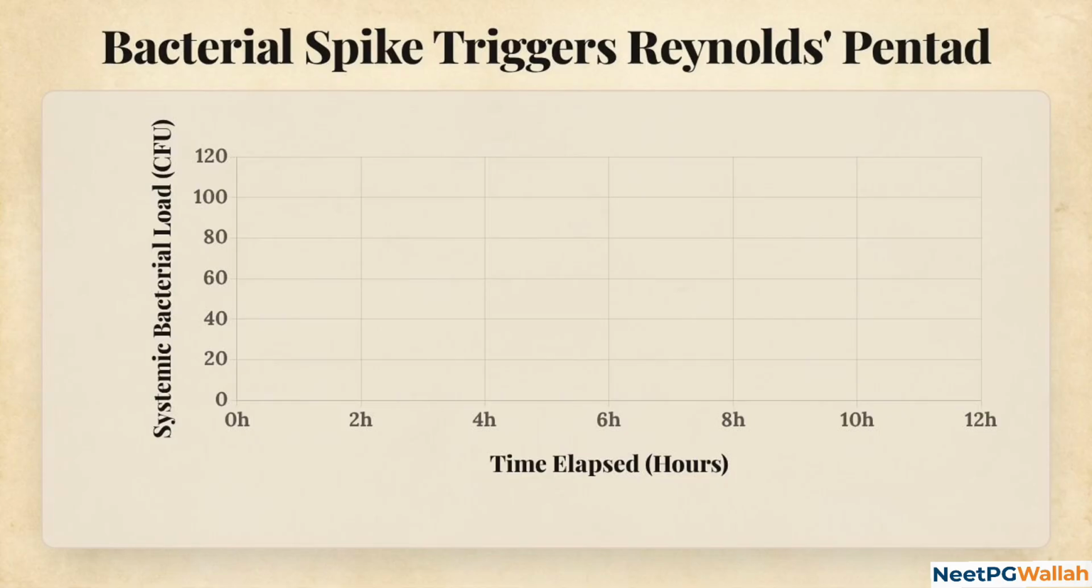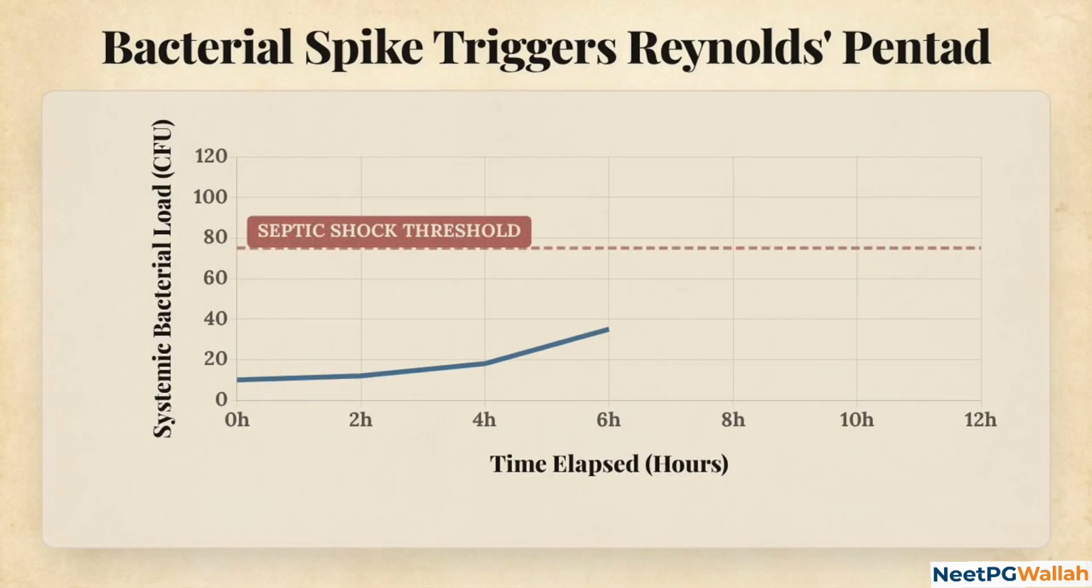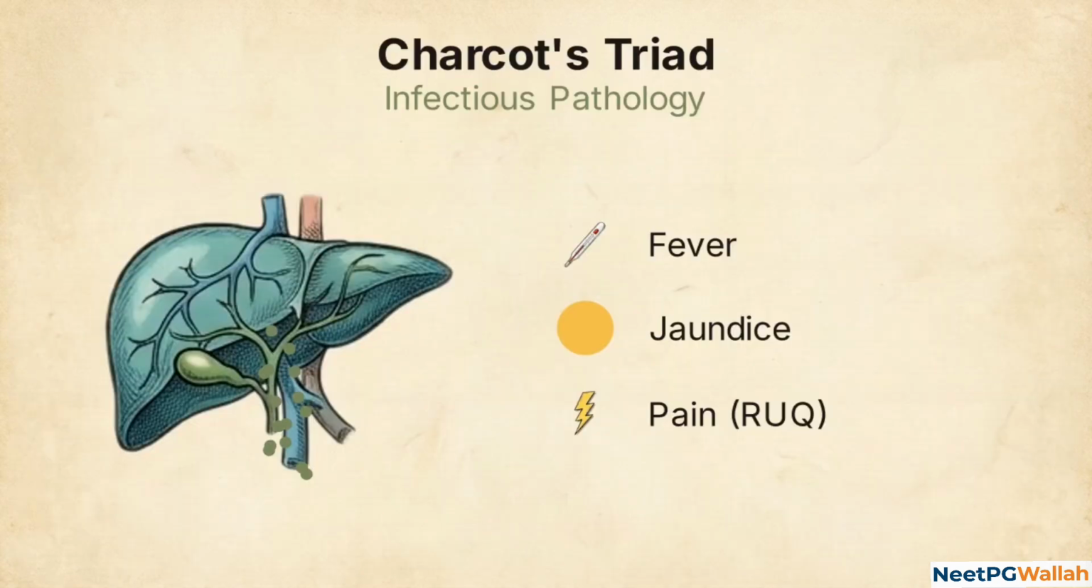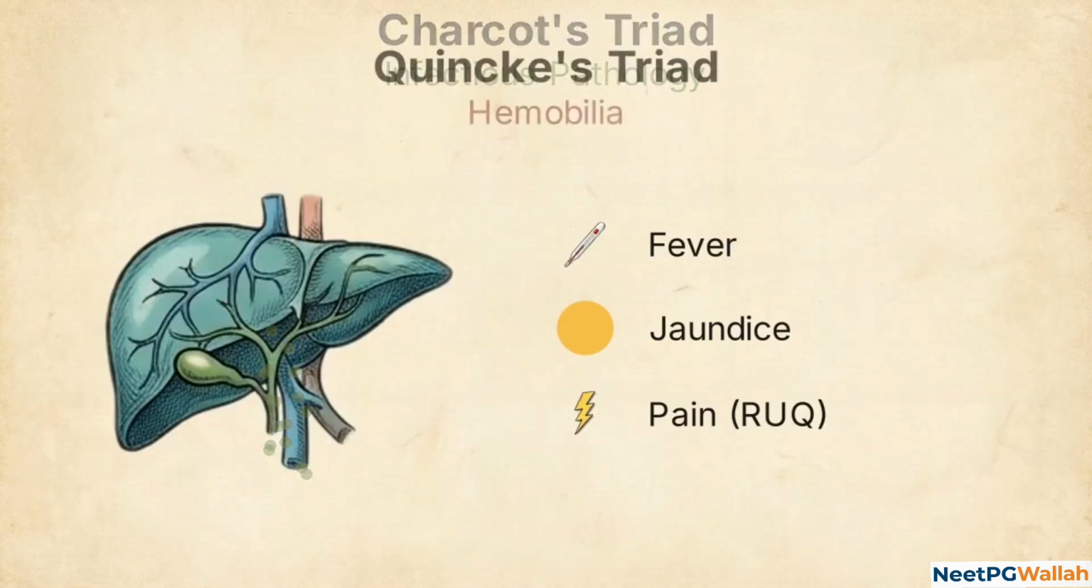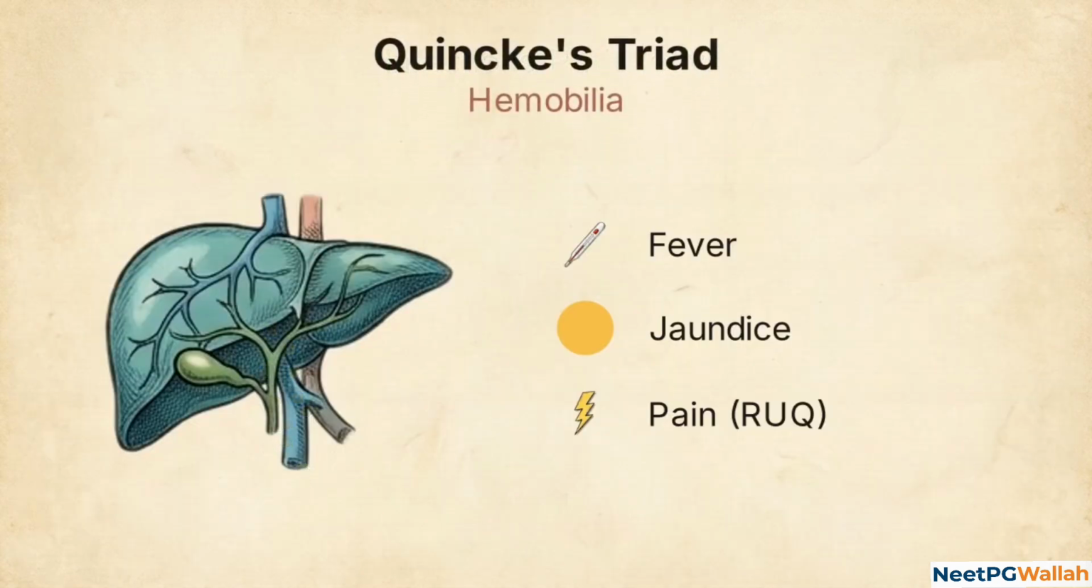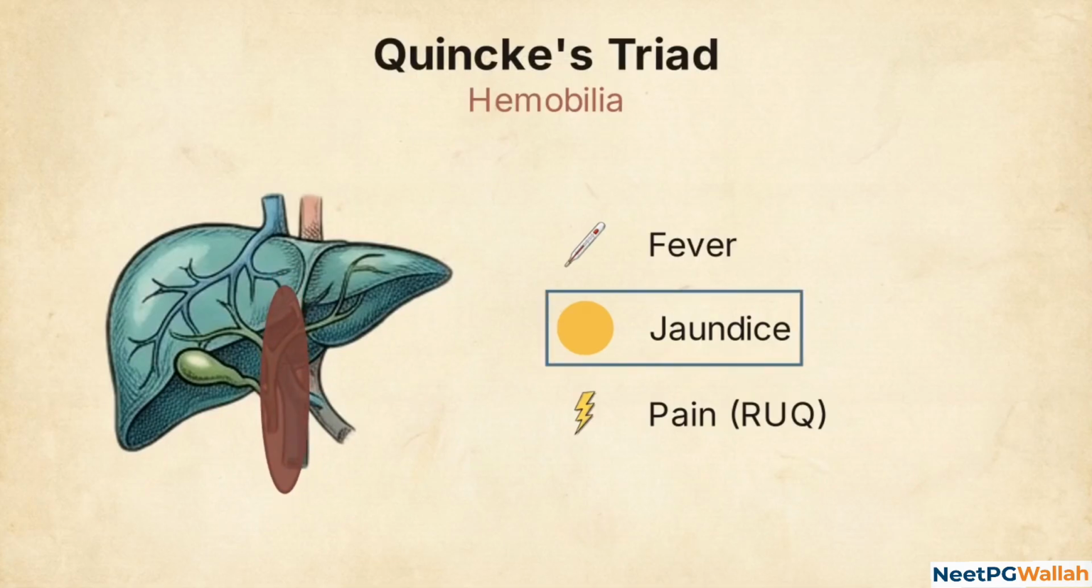If the bacterial load increases, the patient progresses into septic shock. Adding hypotension and an altered mental status to our FJP symptoms upgrades the diagnosis to Reynolds pentad. Transitioning from infection to physical trauma or iatrogenic injury brings us to Quink's triad, which defines hemobilia, bleeding into the biliary tract. Notice the pathology has shifted entirely to hemorrhage.